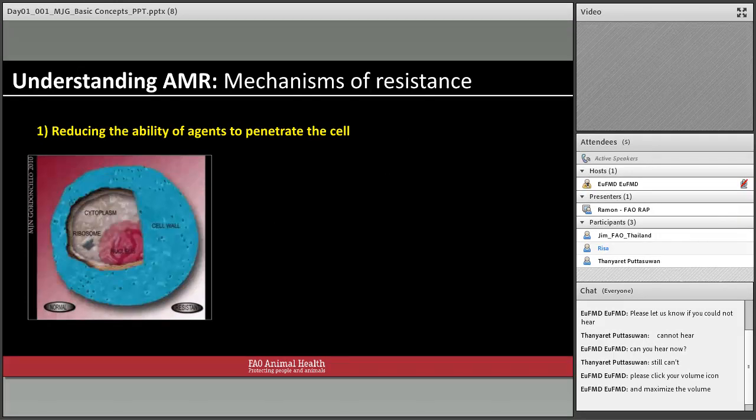So first is reducing the ability of the agents. Of course, before an antibiotic can address the bacteria or do their thing in the bacteria, they first have to enter to be able to effectively do what they are supposed to do. But some bacteria gain the ability to reduce this capacity, so they reduce the gates in their cell wall so that the antibiotics are not able to enter. Because some substances enter the cell through pores, through gates. By reducing these gates, they are not able to enter anymore. So the antibiotics cannot even do their thing.